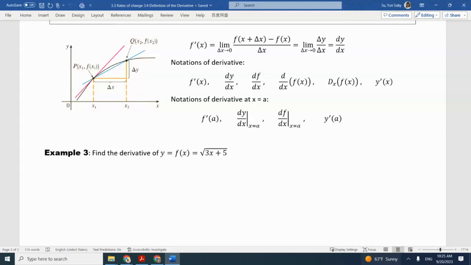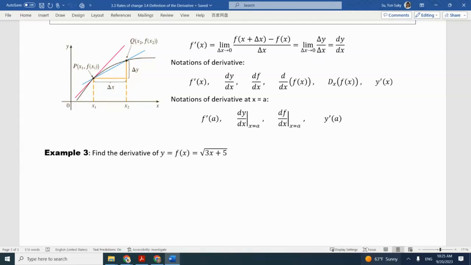And how about the derivative at a particular point? Well, you can plug in x as a, so this is the derivative at the point a. Or this is the derivative evaluated at x equals a. Or df dx evaluated at x equals a. Or you can put y prime of a. All these mean the same thing, the derivative at x equals a. Is that okay, everybody? Just notation.